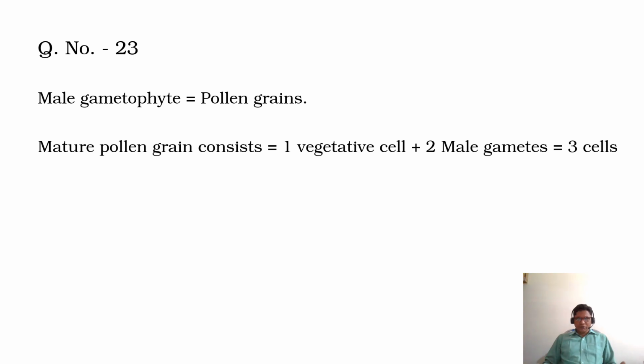Then the mature pollen grain or male gametophyte consists of one vegetative cell and two male gametes. 1 plus 2, total 3 cells are present in the mature male gametophyte. Then the answer is option 3. 3 cells are present in the mature male gametophyte of angiosperms.